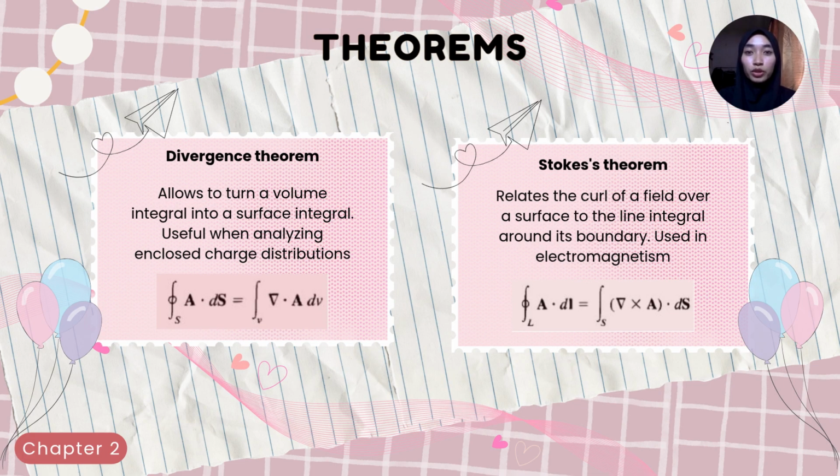To conclude chapter 2, let's look at two fundamental theorems that tie everything together. First, the divergence theorem allows us to convert a closed surface integral into a volume integral, which is incredibly useful for analyzing enclosed charge distributions. Second, Stokes' theorem relates the curl of a vector field over an open surface to the line integral around its boundary curve. Both of these powerful tools bridge the gap between microscopic and macroscopic calculus, forming the absolute backbone of electromagnetism.